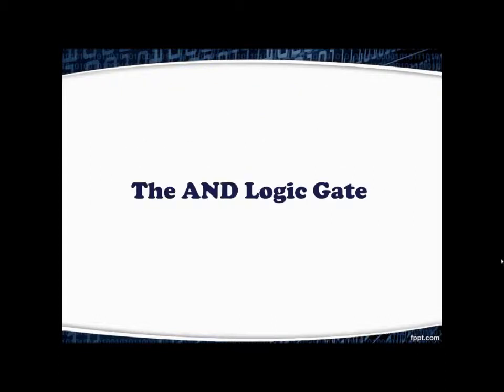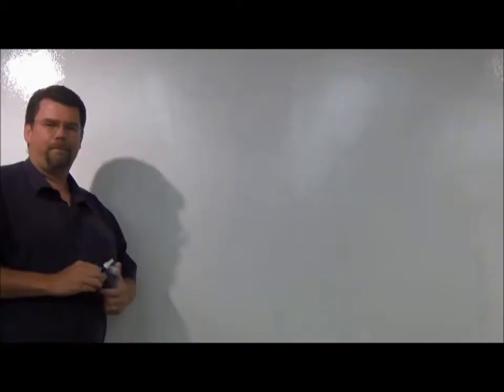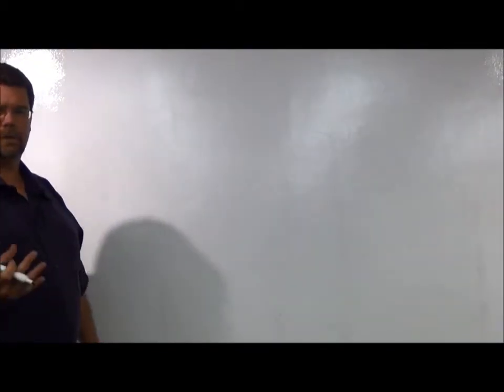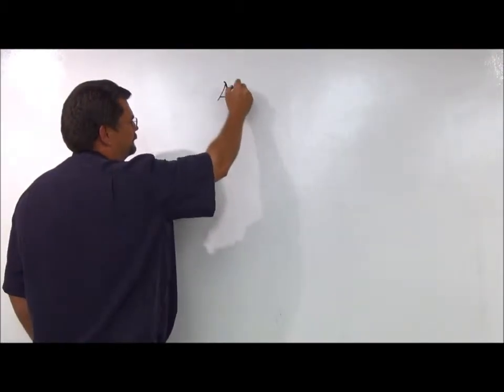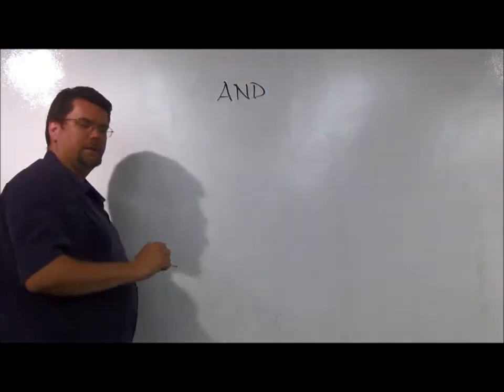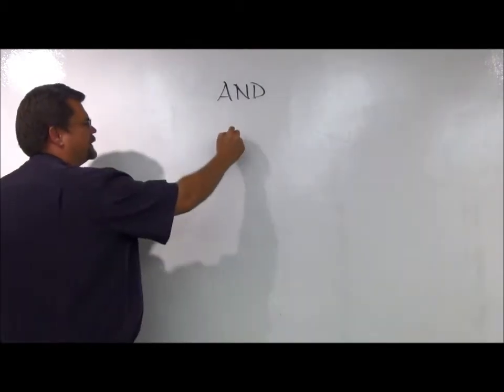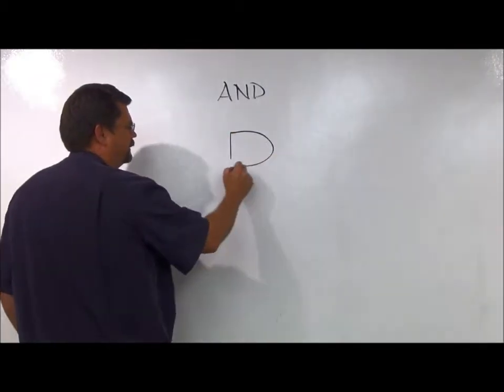Let's take a brief look at the AND logic gate. Let's talk about the AND gate, one of the three basic digital logic gates. The AND gate looks like this. This is the symbol we use to represent this logic gate.